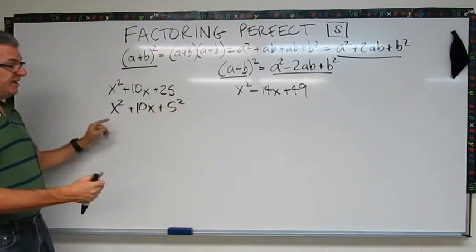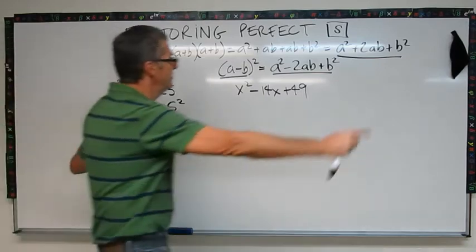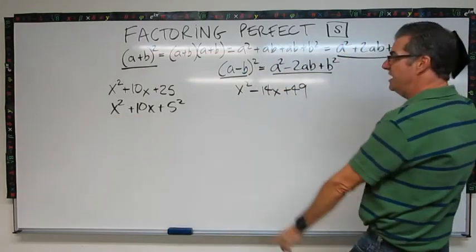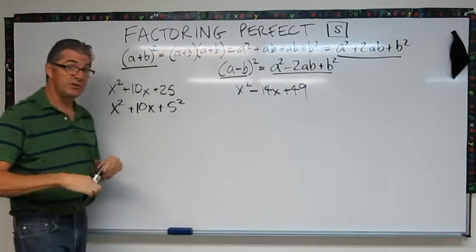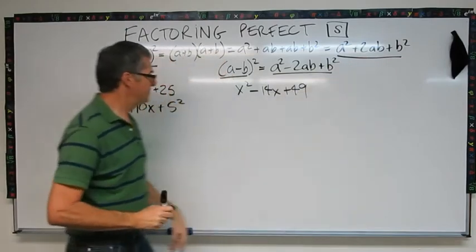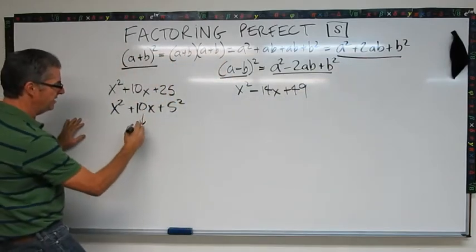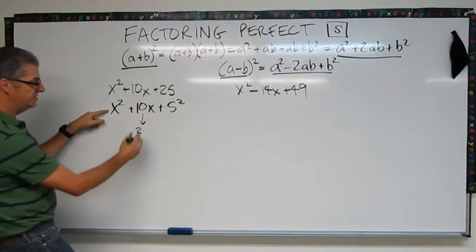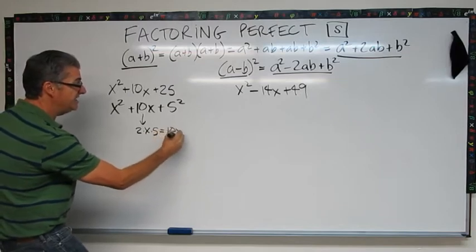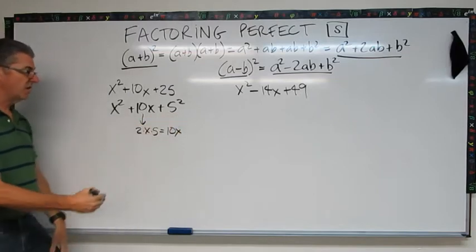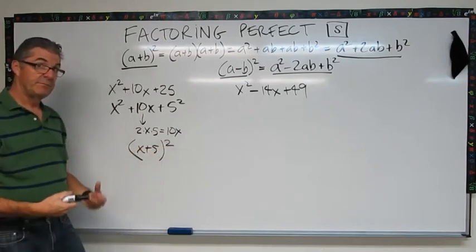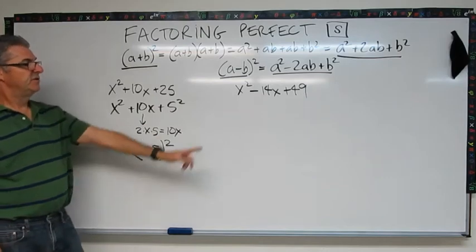Now we can see that this could be fitting the pattern because over here we have an a squared, we have x squared, but that's an a, and then we have a b squared at the end, which is 5 squared. So all we have to do is ensure that 10x could be written as 2ab. And indeed it can. Let's take a peek. 2 times a, which is x, times b, which is 5. So this does equal 10x. So that means this is a perfect square, and we can just go to x plus 5 squared. Pretty snazzy. Okay. Try that one.